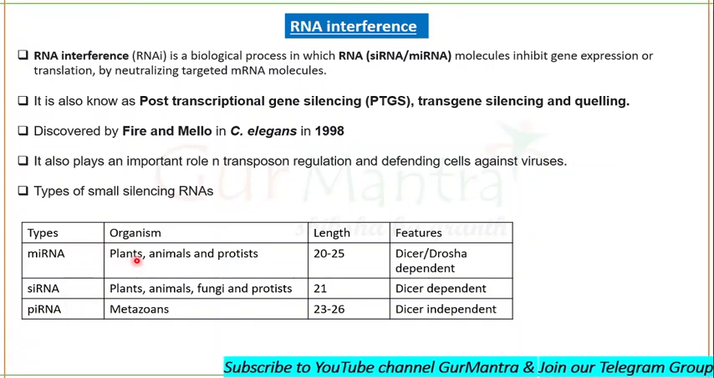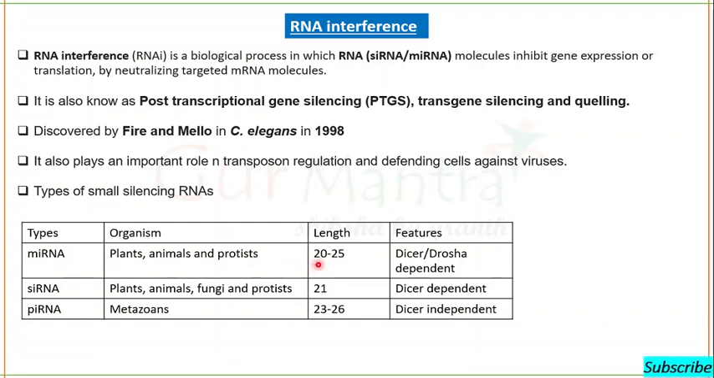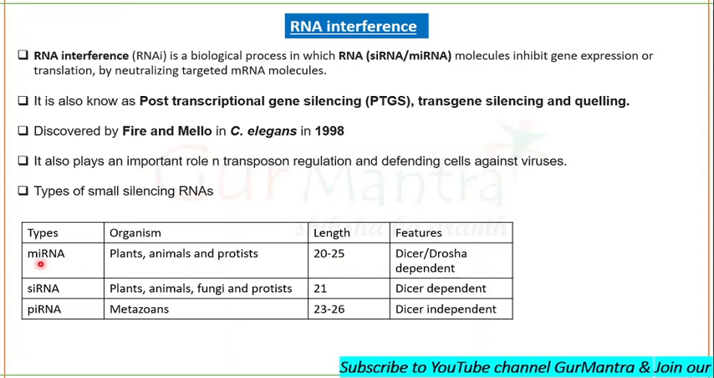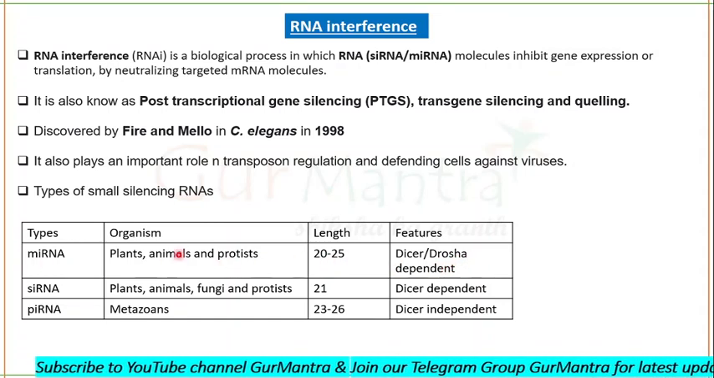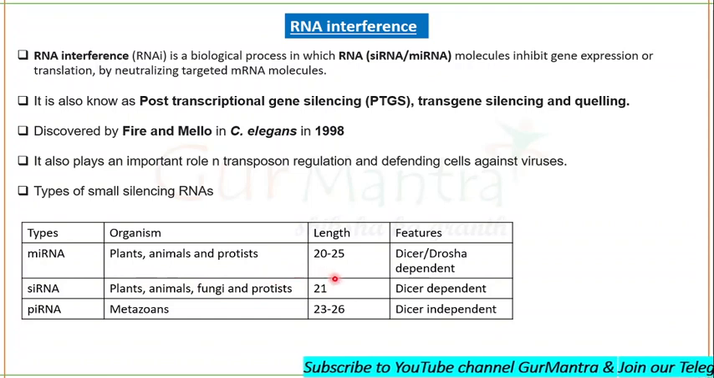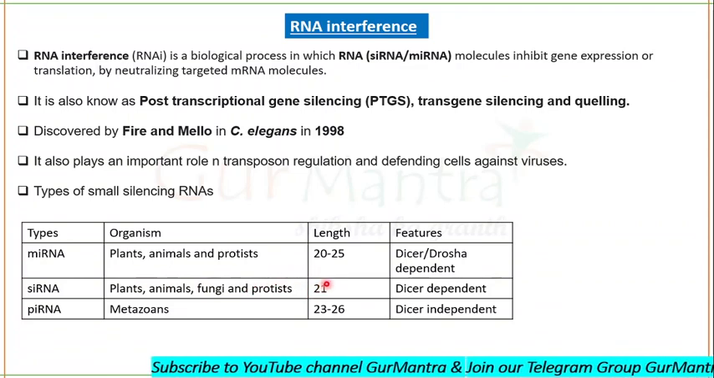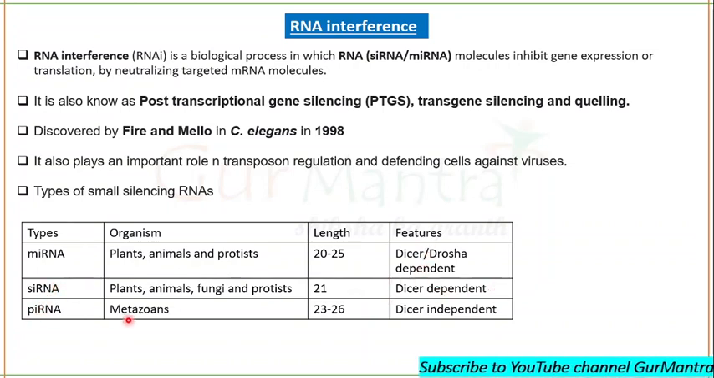miRNAs are generally found in plants, animals and protists, and their length varies from approximately 20 to 25 nucleotides, and these are Dicer and Drosha dependent RNAs. Small interfering RNAs are found in plants, animals, fungi and protists, their length is approximately 21 nucleotides, and these are Dicer dependent.